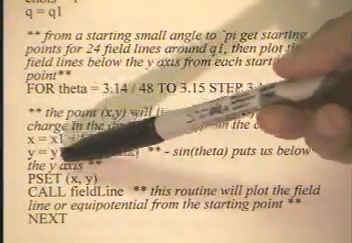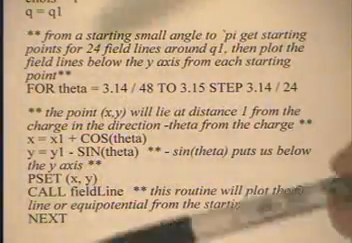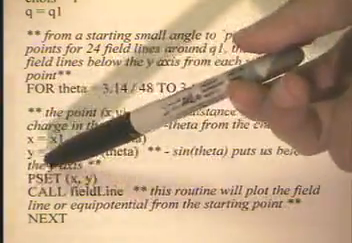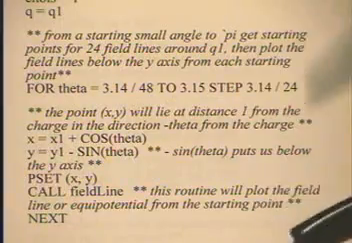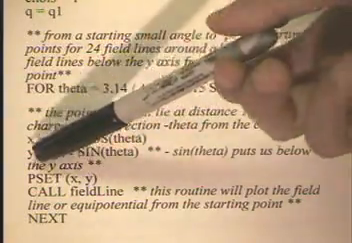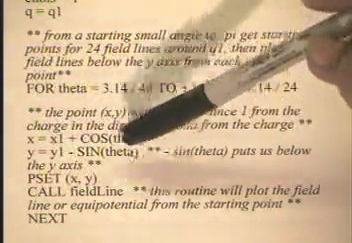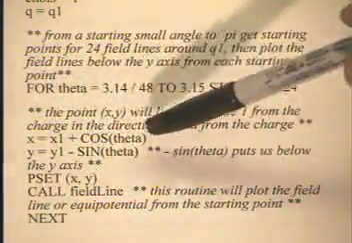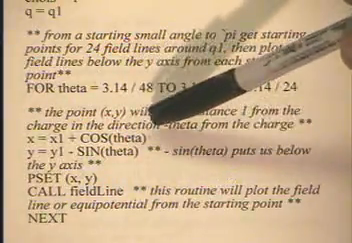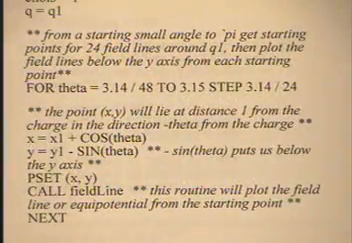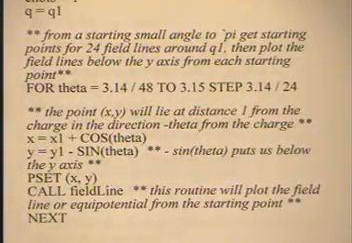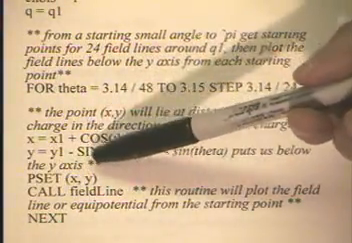Remember, x1 and y1 are the coordinates of the charge, and we just let x equal x1 plus the cosine of theta, y equal y1 minus the sine of theta. Now, if you understand your cosine and sine of theta, you see that that's going to put us at a distance of 1. This is x1 plus 1 times the cosine, y1 minus 1 times the sine. x, y will be at a distance of 1 from x1, y1, from the position of the charge, and in a direction at angle negative theta from the charge. We get the negative theta by going to the negative sine of theta.